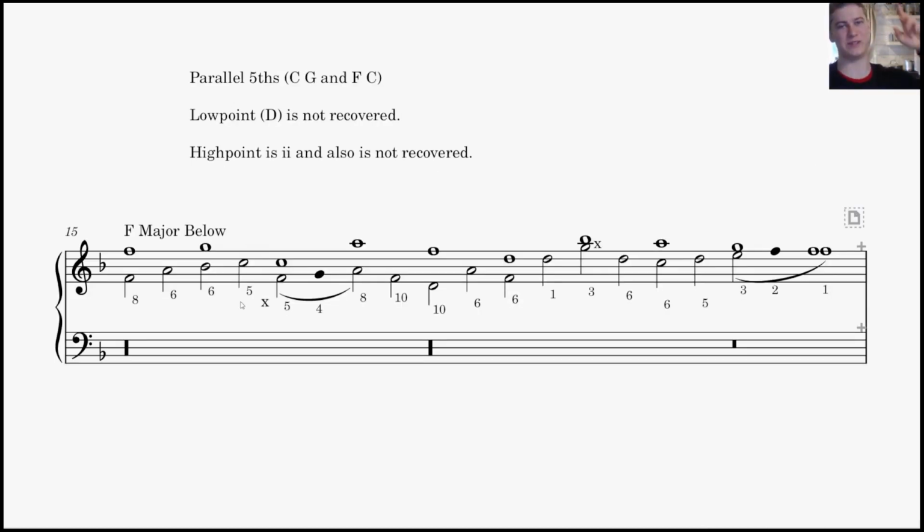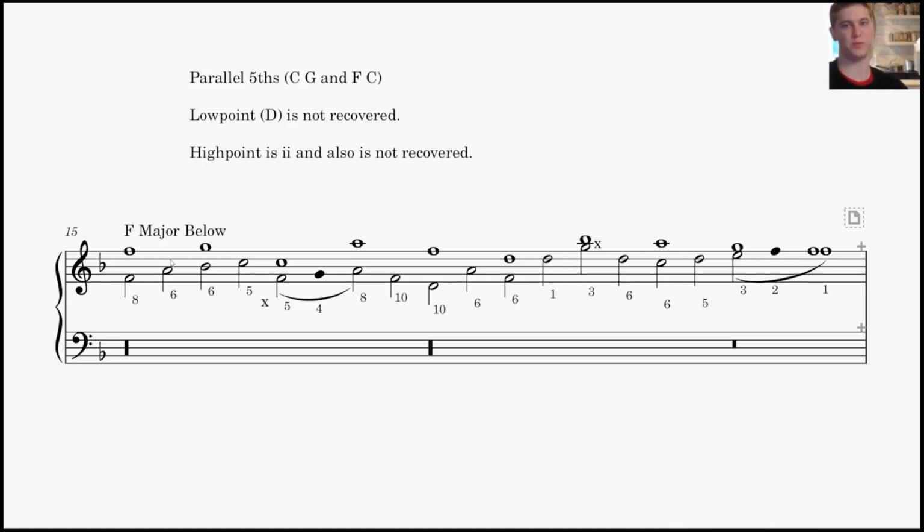Okay, so this next one, we see the big no that everyone talks about, and that's the parallel fifths. You can see the C on the upbeat creates a fifth with the G, and then that moves in parallel motion to the F and C, creating another fifth. So we have parallel fifths. Definitely one of the biggest things that people talk about that ruins the strength in the voice leading independence.